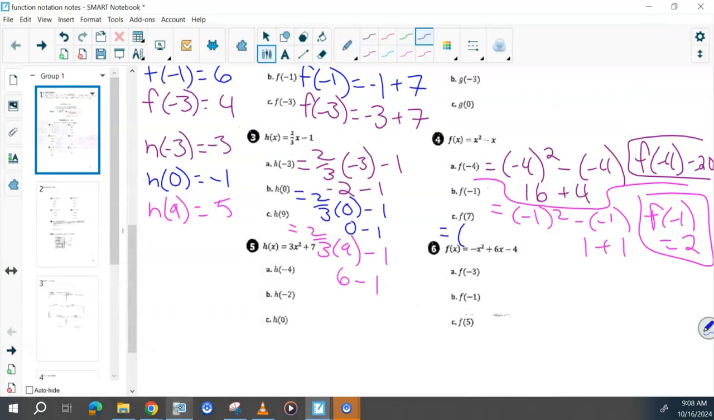And then the positive 7, you don't really need the parentheses, so I'm just going to do that anyway. So 7 squared is 49. And f of 7 is 42.